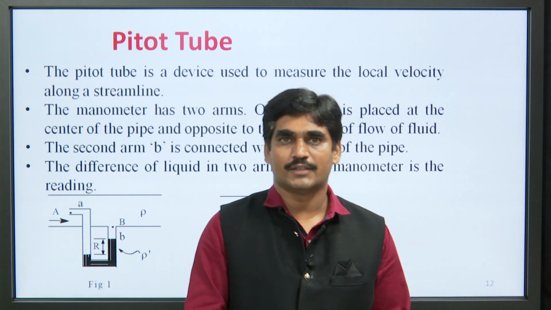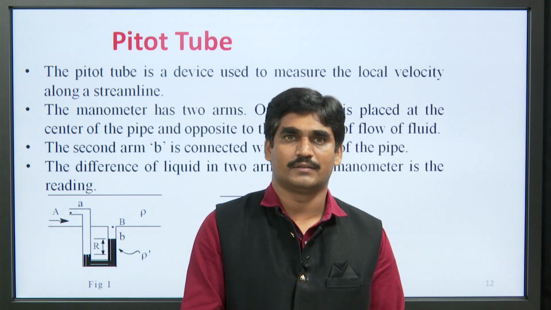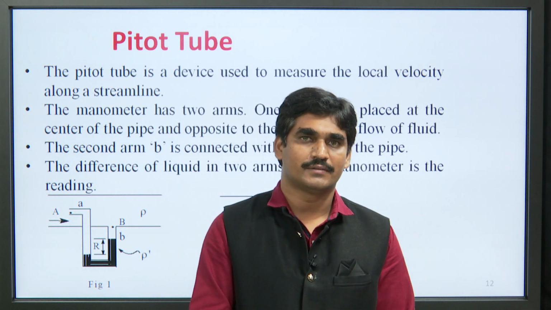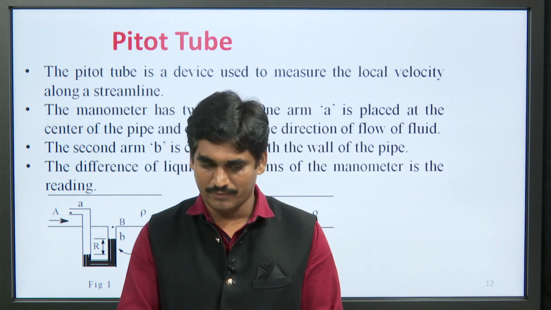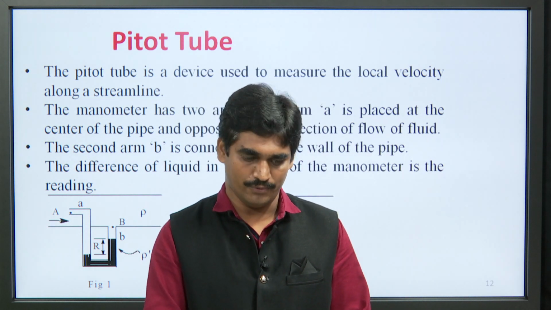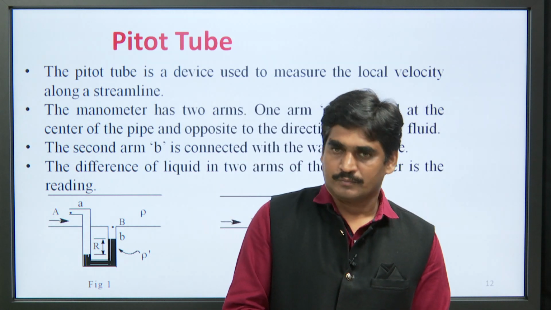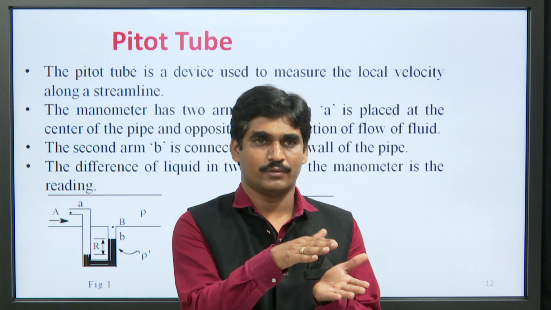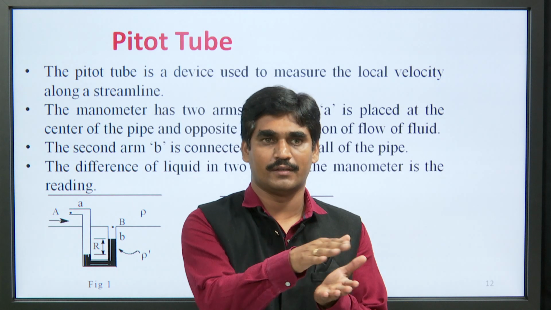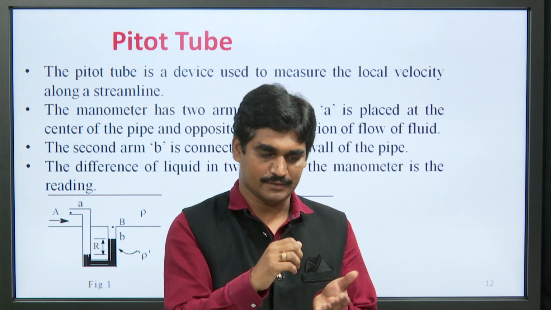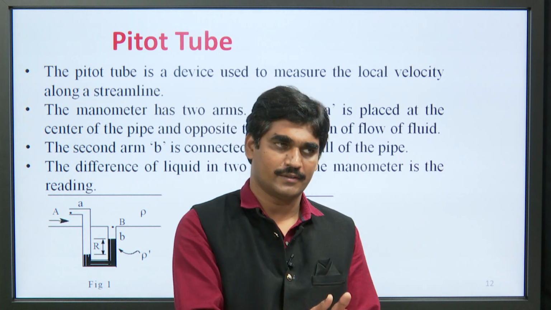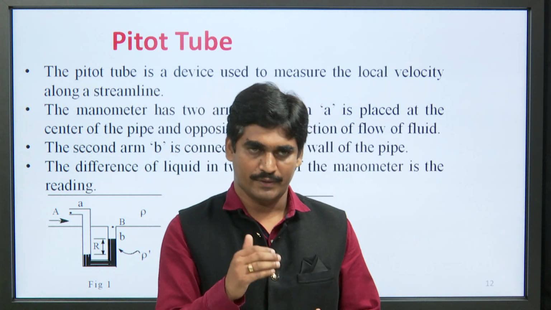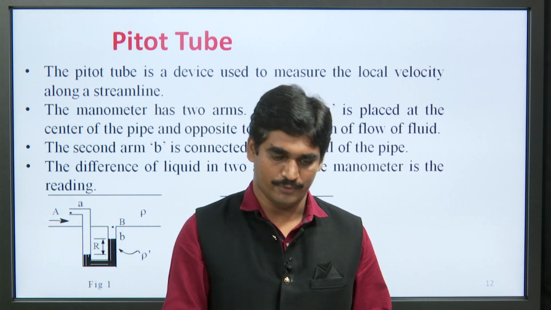Now, the next flow meter is the pitot tube. The pitot tube is a device used to measure the local velocity along the streamline of flow of fluids. What is streamline flow? When the fluid moves in a parallel direction with the layers and the Reynolds number is less than 2000, the flow of fluid is called streamline flow or laminar flow. When it is more than 4000, it is called turbulent flow.